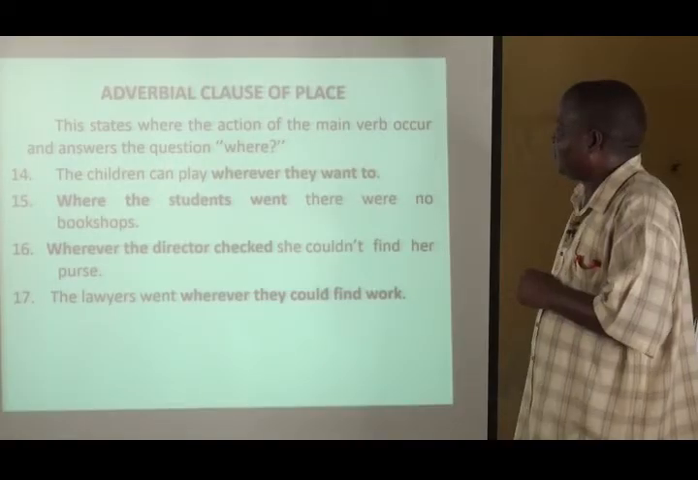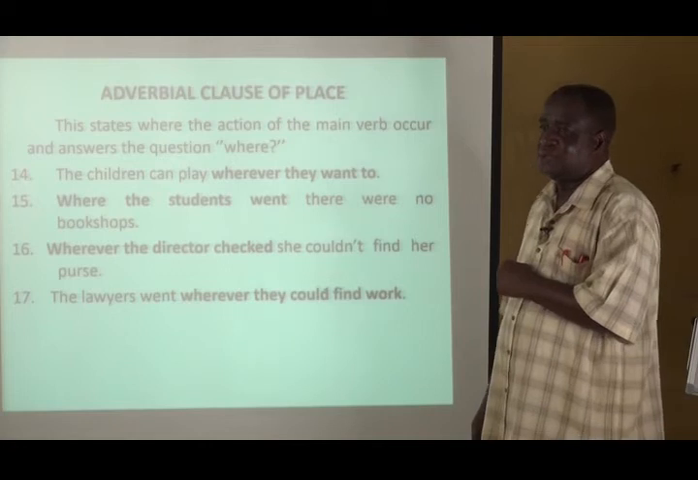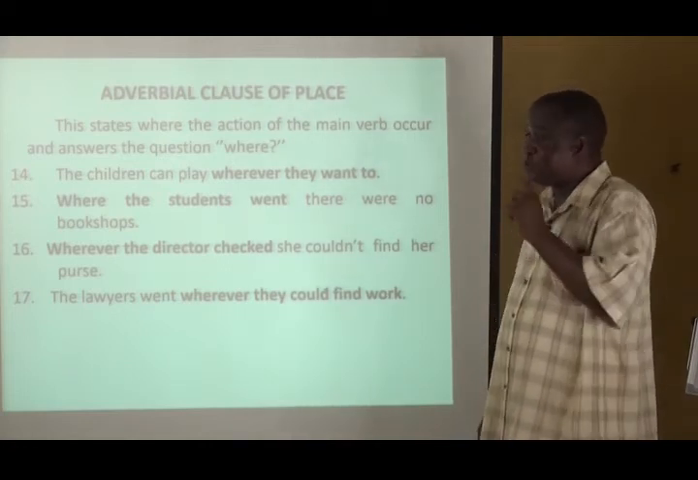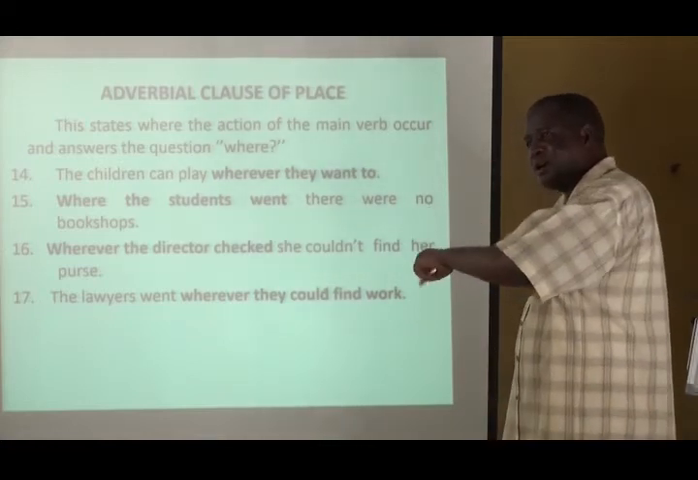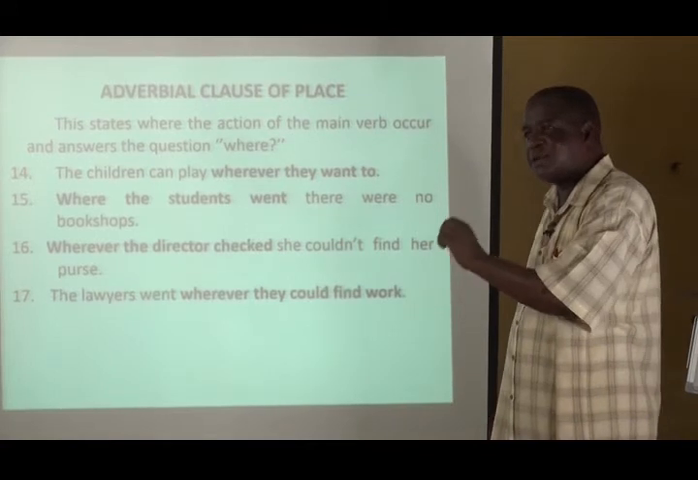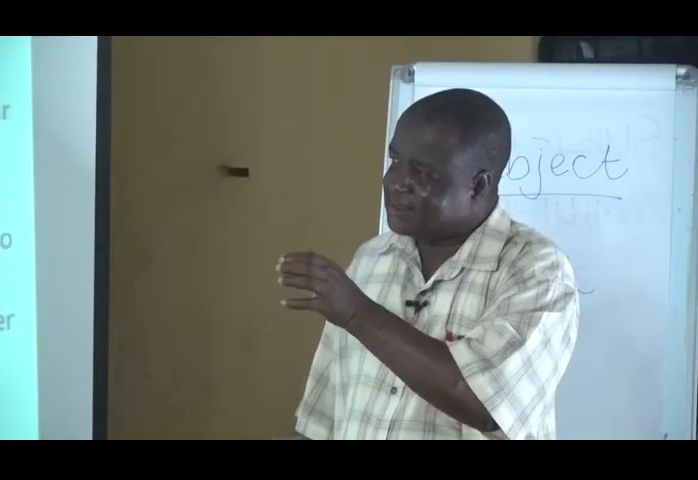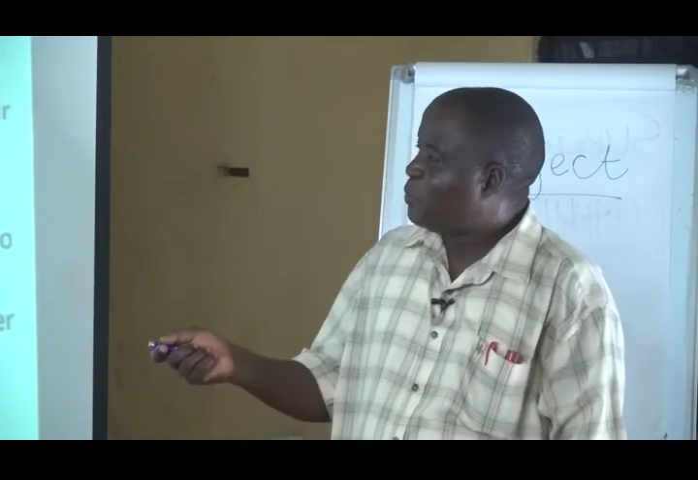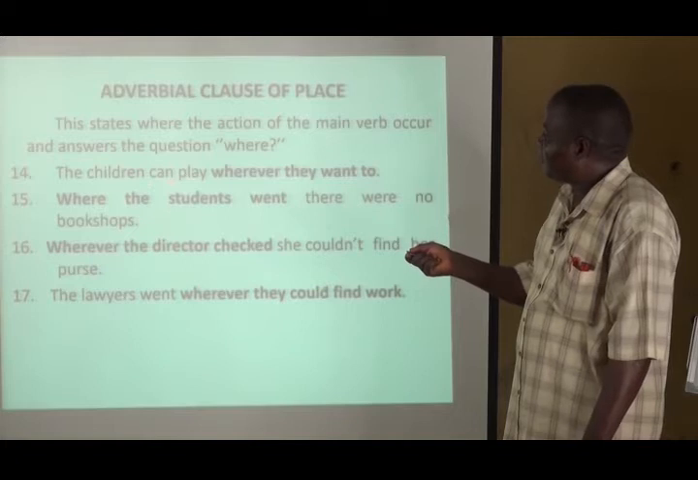14. The children can play wherever they want to. Now note, when we're dealing with verbs, we said the children can play here. The word here tells us the place. Now it is the same sentence. The children can play wherever they want to. So wherever they want to is our adverbial clause of place, modifying the verb can play.